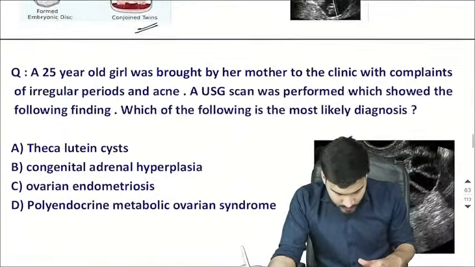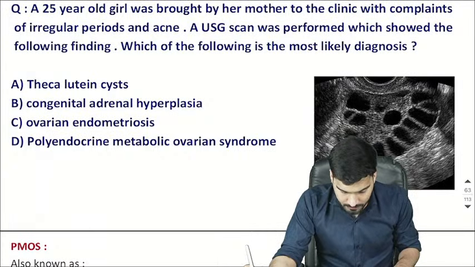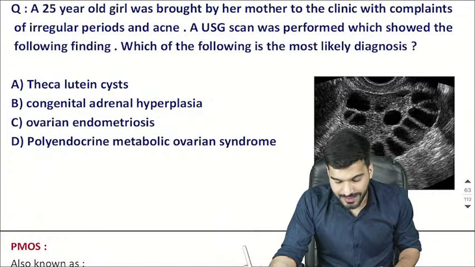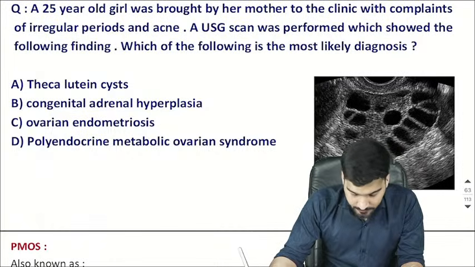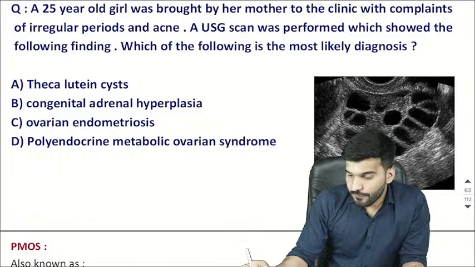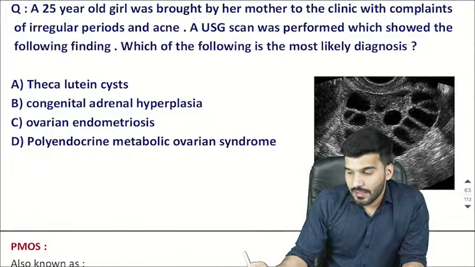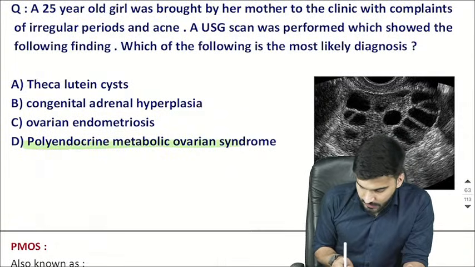Let's move to the next question, guys. A 25-year-old girl was brought by her mother to the clinic with complaints of irregular periods and acne. A USG scan was performed which showed the following finding. Which of the following is going to be the most likely diagnosis? Very good. Nothing to think much about.